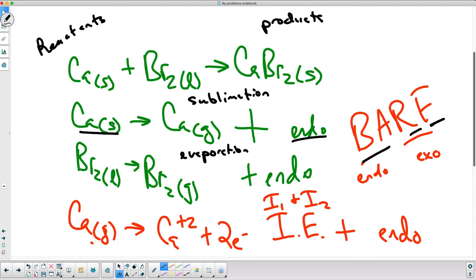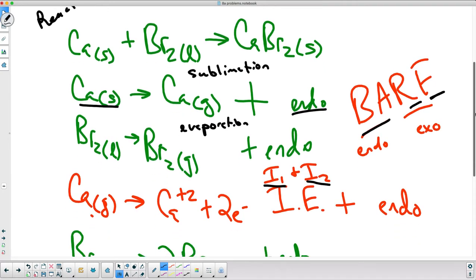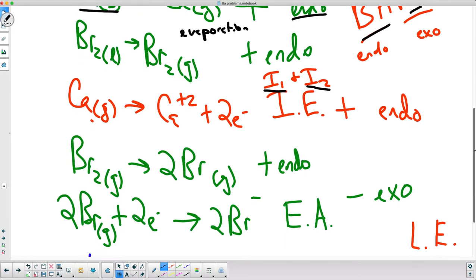Then calcium goes from a gas to the next step, the first and second ionization energy, which is what you see over here. First and second ionization energy means I'm ripping electrons off of calcium. That takes energy. So again, ionization energy is another case where I am putting energy into the system. I'm putting energy into calcium to rip off the electrons. So I rip off 2 electrons, and I end up with calcium with a +2, and the outside 2 electrons are separate from the calcium.